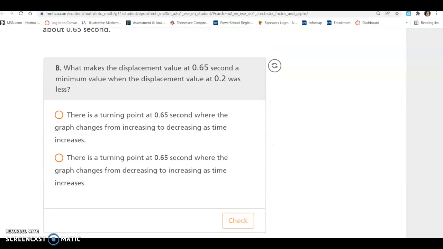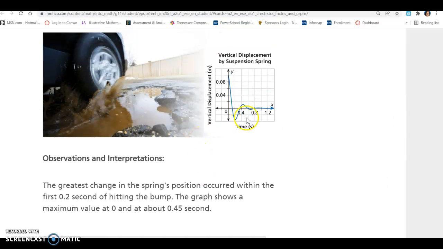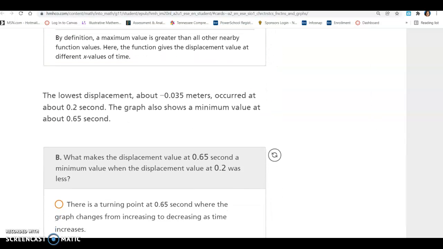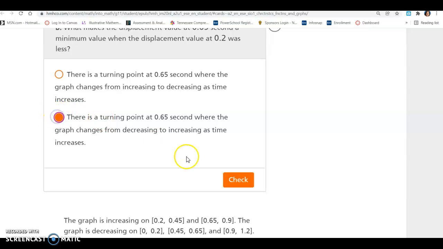Okay, so it says what makes the displacement value at 0.65 seconds a minimum value when the displacement at 0.2 was less. Okay, so it says there is a turning point where the graph changes from increasing to decreasing. There is a turning point where the graph changes from decreasing to increasing. So at 0.65 you can see it's going down and then back up, so it would be decreasing to increasing.